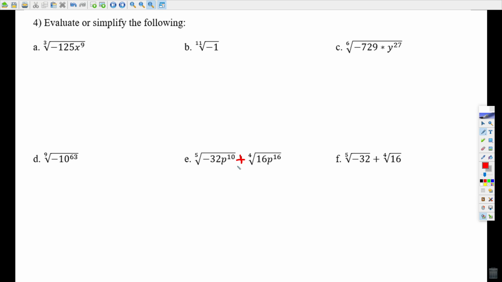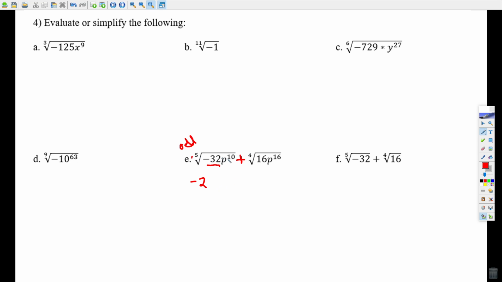You can't actually add things together that have roots until you simplify them. And this has a 5, that has a 4. You have to do them separately. So we will. The 5th root of negative 32, if you remember, this is odd. That's going to give us just a negative number. And the 5th root of 32, just pretend the negative's not there, is number 2.